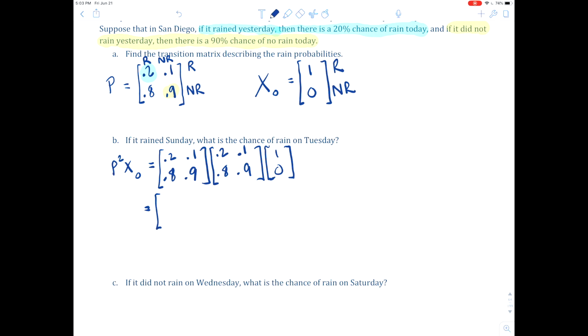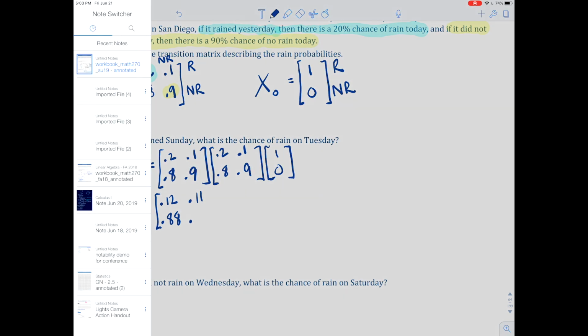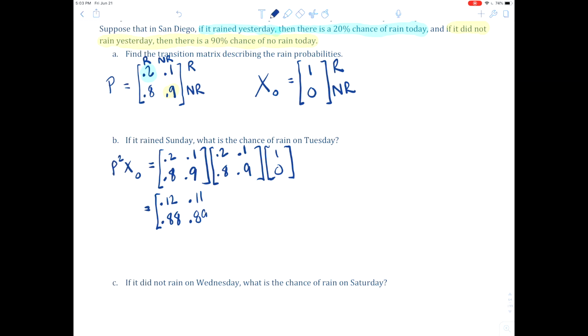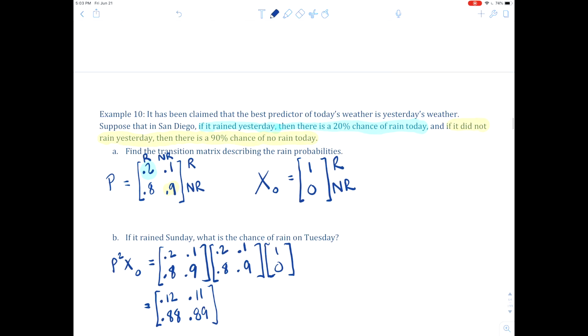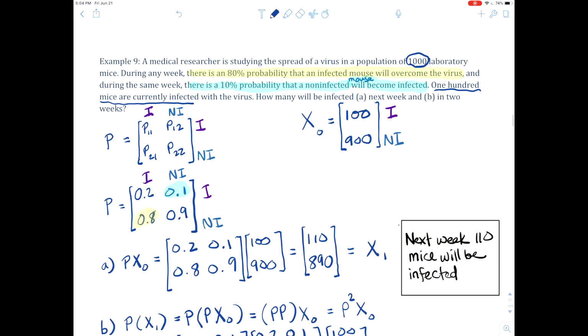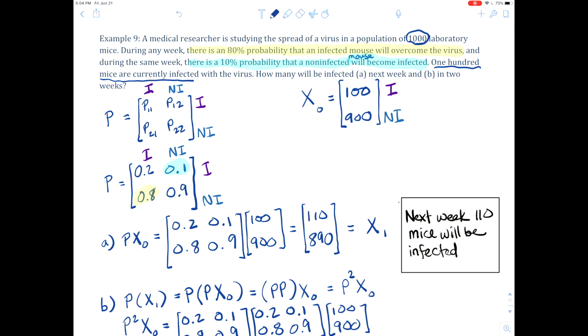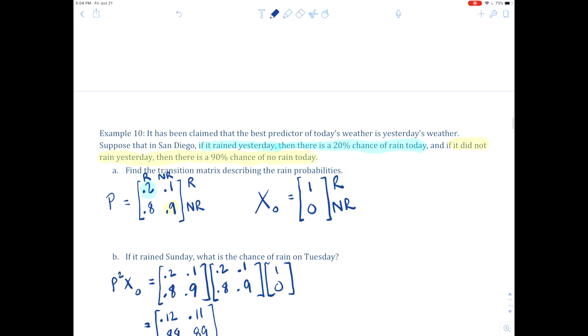0.04 plus 0.08 is going to be 0.12. And then 0.02 plus 0.09 is 0.11. 0.16 plus 0.72 is going to be 0.88. This looks awfully familiar, doesn't it? And then this one is going to end up being 0.89. Isn't that weird? Did I do that on purpose? Our last problem ended up having the same situation. I'm sorry, I didn't do that on purpose.